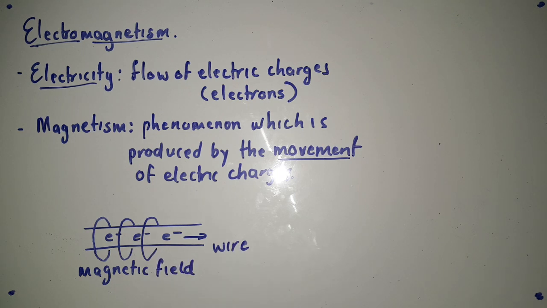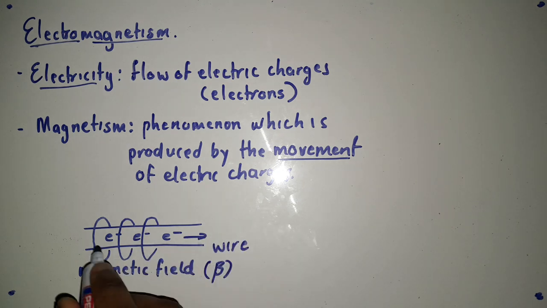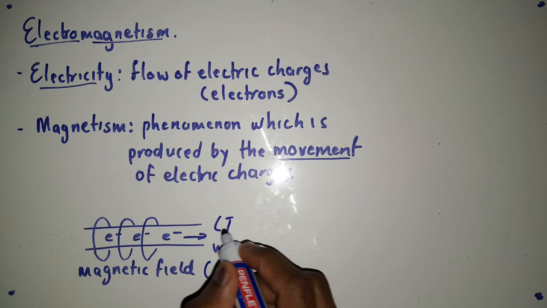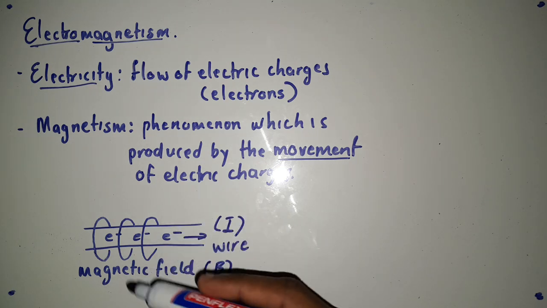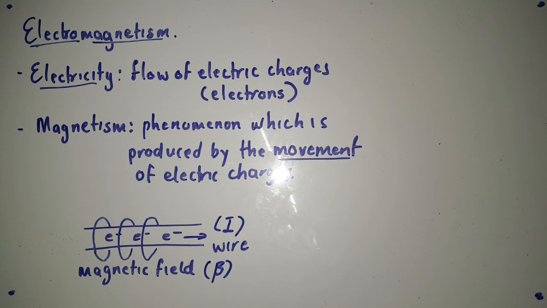The magnetic field is given by a letter B. Then we have a current, which is given by a letter I, the movement of electrons. They are going to produce what? The magnetic field around the given wire. Do you understand? For this video, we are going to determine the direction of the magnetic field using the right hand rule.